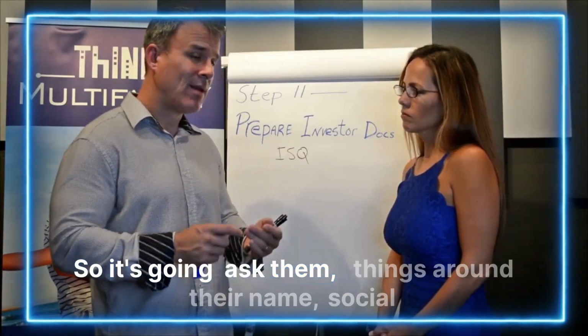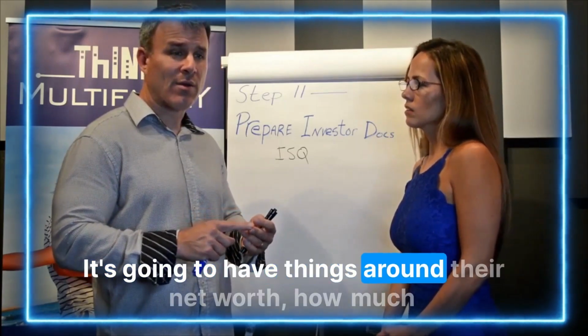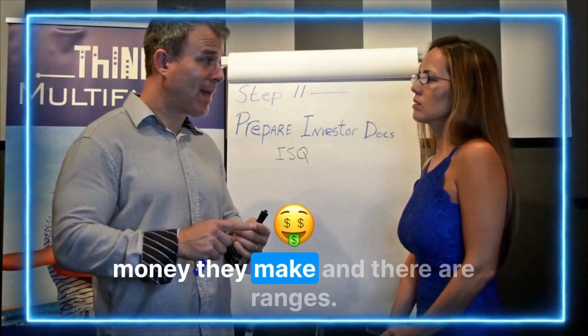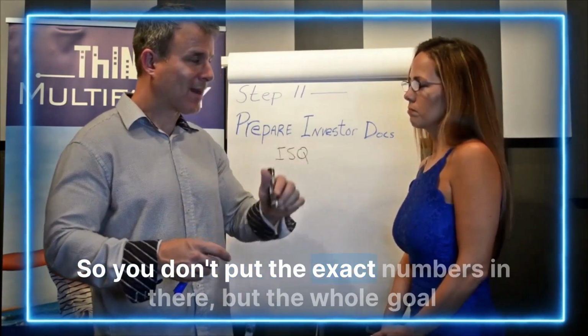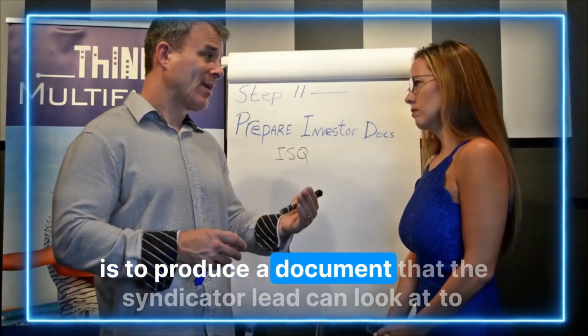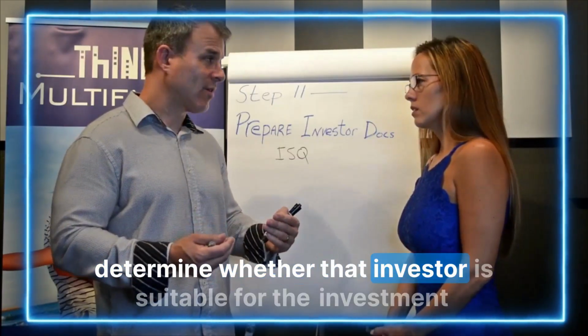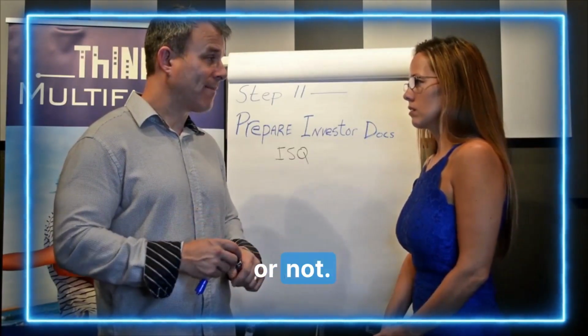It's going to ask them things around their name, social security number. It's going to have things around their net worth, how much money they make, in ranges, so you don't put the exact numbers in there. But the whole goal is to produce a document that the syndicator lead can look at to determine whether that investor is suitable for the investment or not.